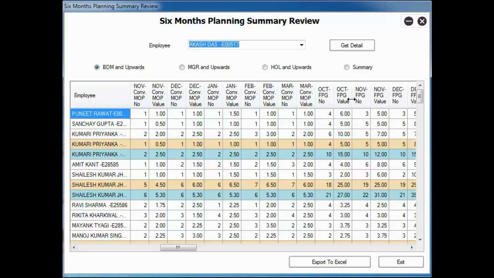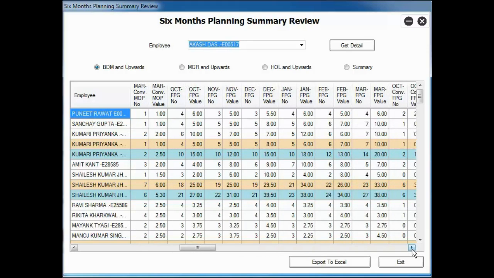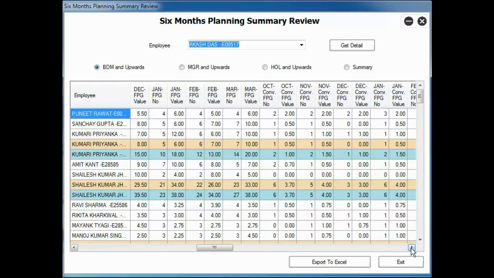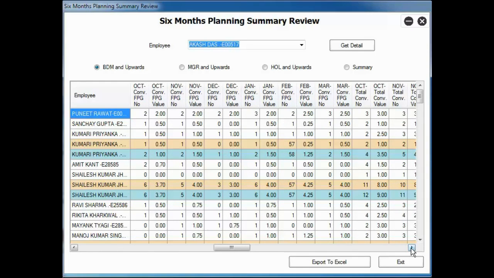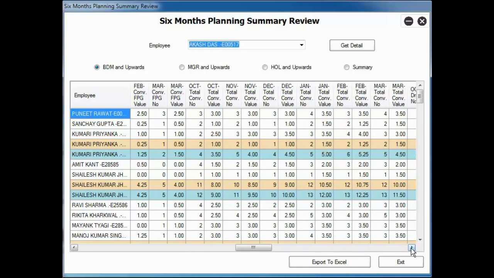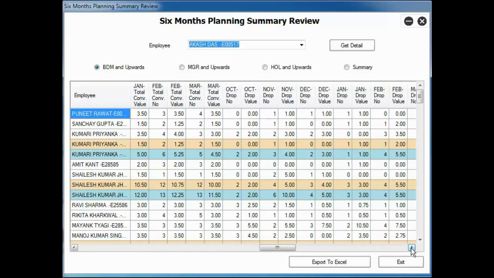FPG number, FPG value, which goes on from October to November, December, January, February and March. Then you have the conversion FPG number, conversion FPG value, which again similarly moves on. You have the total conversion numbers and the total conversion values, the drop numbers, the drop values as you can see here. So drop number to drop value up to the month of March.